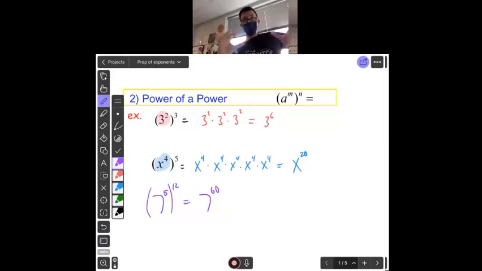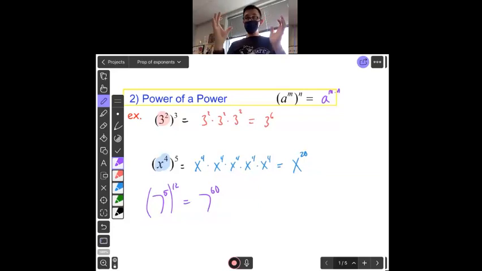Okay? So we look at that little thing up there in the black, that a to the m to the nth means a to the m times n. So we multiply those exponents. Again, notice that the 3 didn't change. It's still 3 to the 6th. The 7 didn't change. It's still 7 to the 60th. The base isn't changing. It's the exponents that are changing. Right? We're working with our exponents right now.